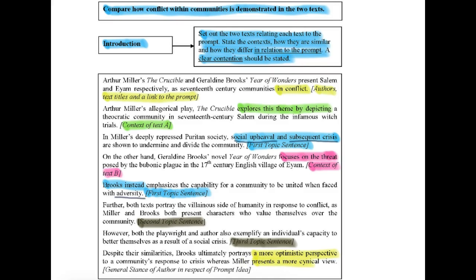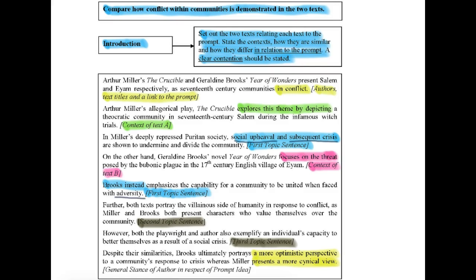And that's a good way of rounding out the introductory paragraph. So that gives you a good example of how you break down, by sentence, an introduction that we would use to address this prompt. And again, just to highlight, it's mainly introduce the text, give the context for each text, and introduce the topic sentences which you've established and which you will then use in the body paragraphs with the evidence.